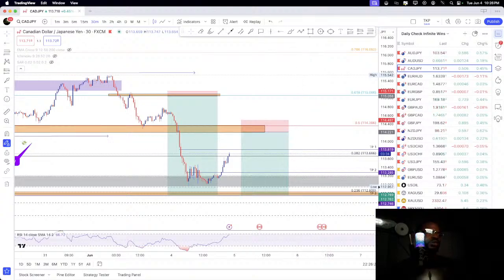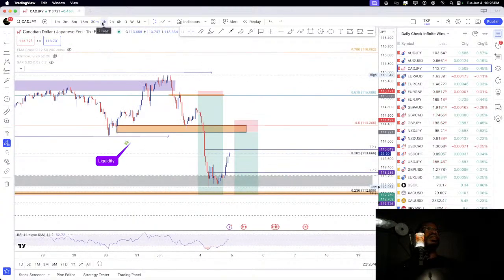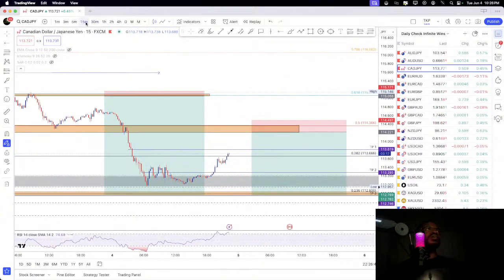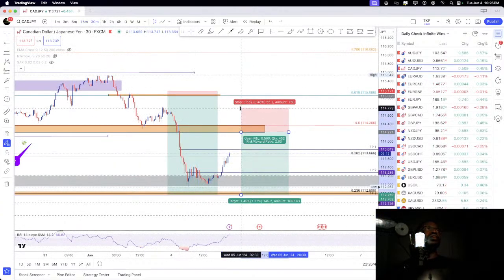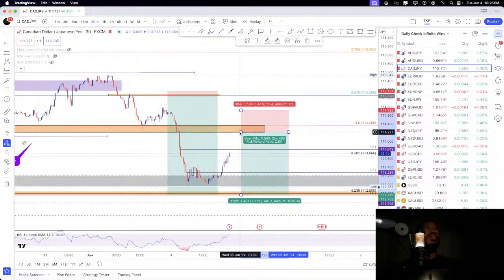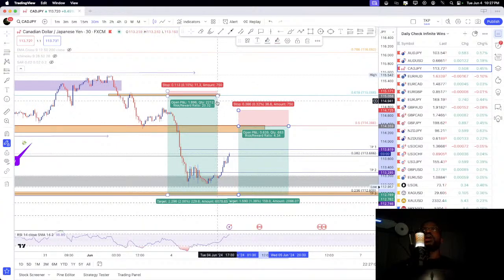Let me go ahead and put these trades in. CAD JPY, 30 minute. Now what do we have up there? Let's move that entry up to the 50, and we're gonna move that stop loss up as well.